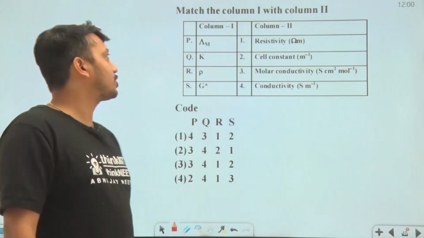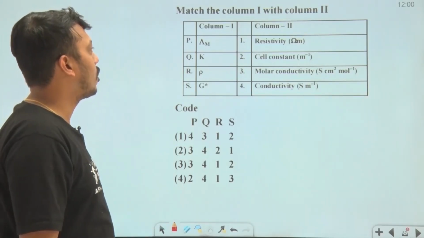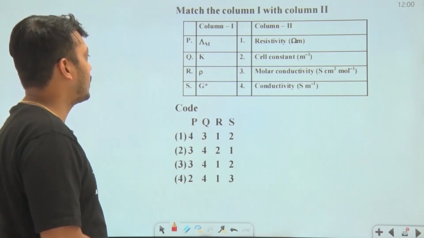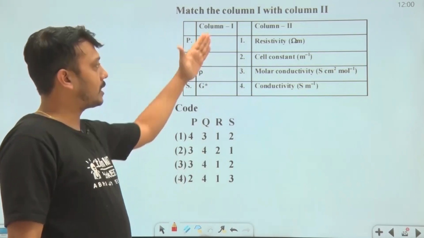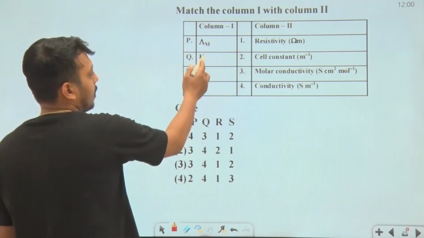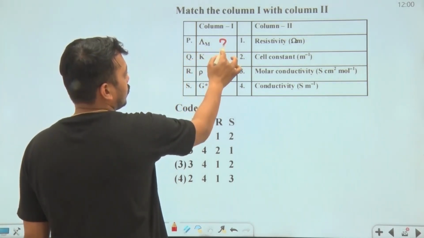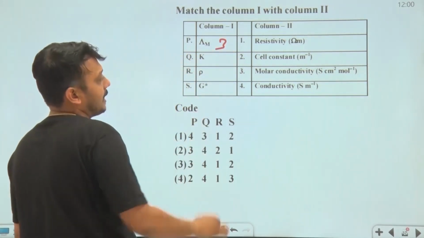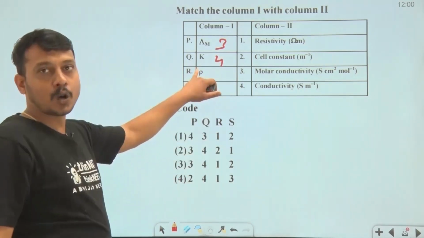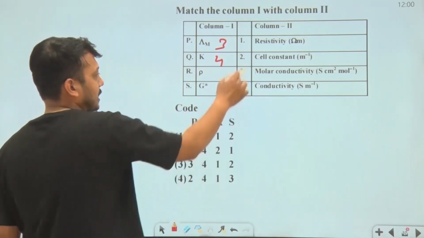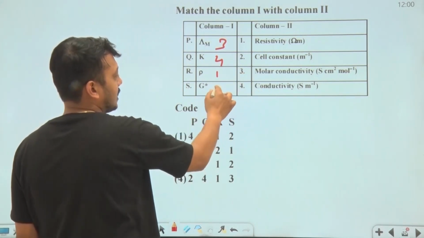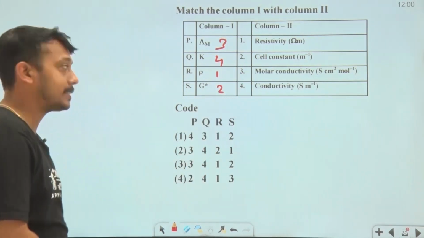So students, the next question here is match column 1 with column 2. We have two columns and we have to match these. Column 1 contains some symbols and column 2 contains its name. So this is the symbol of molar conductivity, so for P, third is the correct match. K is basically the conductivity, so fourth is the correct match. This is rho, and rho is the symbol for resistivity, so first is the correct match, and G star is the cell constant, so second is the correct match.